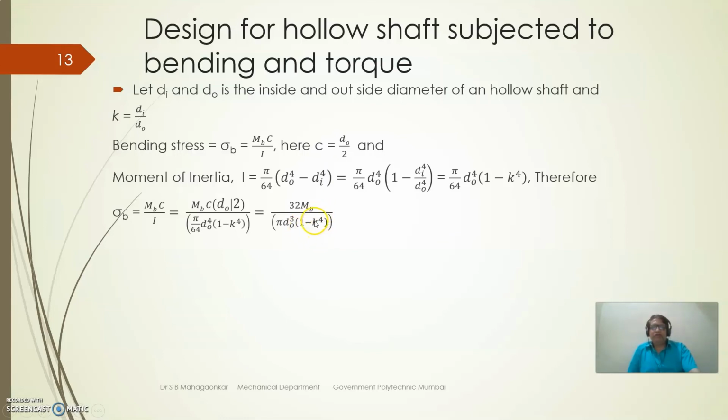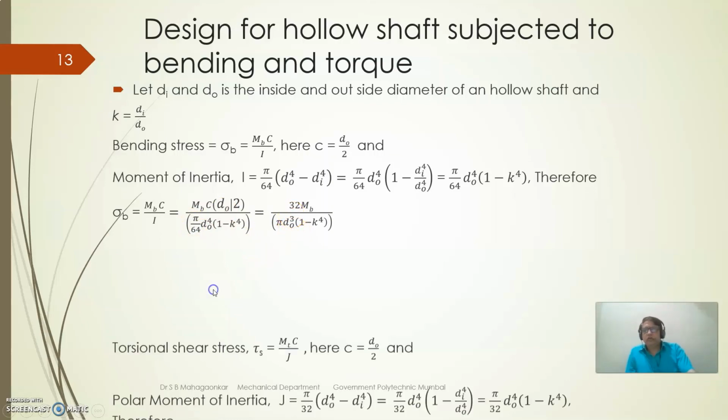This will be 0 here, right? There is no inside diameter or outside diameter for a solid shaft. If it is a hollow shaft, k will be there. If it is a solid shaft, this is not there. So in that case, it will be d raised to cube. In the denominator, you will get d raised to cube.